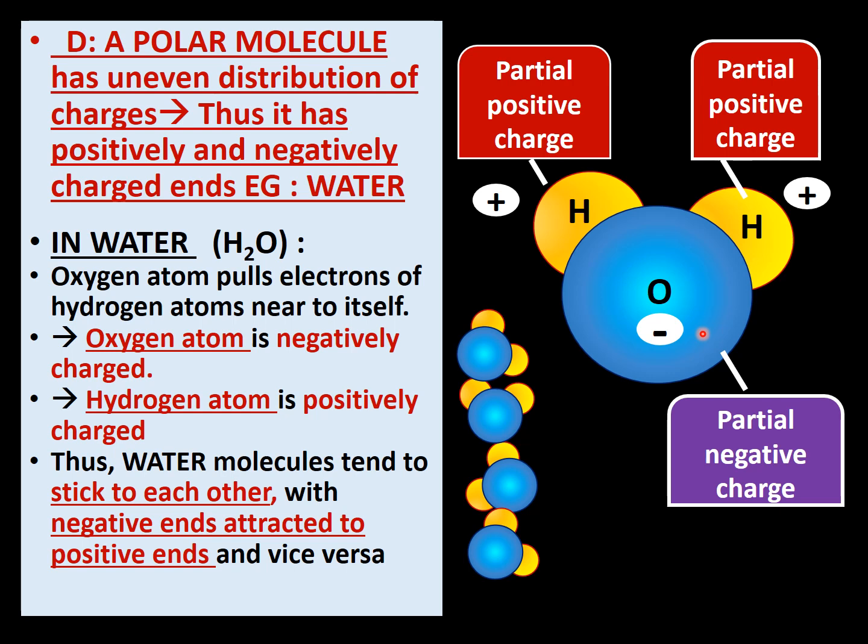Thus, water molecules tend to stick to each other and to other polar molecules which also have negative and positive ends. For example, the negative end of the water molecule here will be attracted to the positive end of another polar molecule, and vice versa. So in this way, polar molecules will attract other polar molecules. And in this way, water is considered a good solvent because it can dissolve polar molecules very well by sticking onto it.